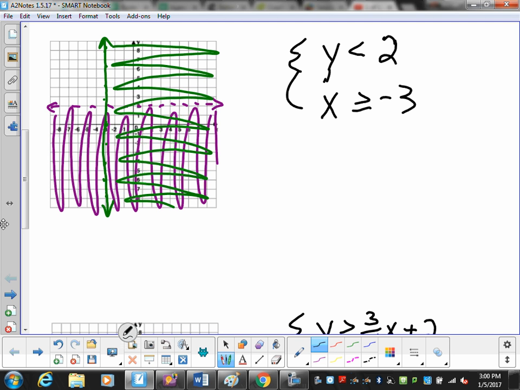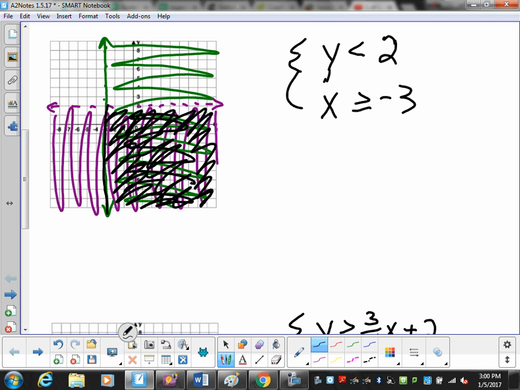Okay. So what's part of the solution? This line up to here, because that's included in both, and then everything below that purple line and to the left of the green line. Okay, is this purple line included in the solution? Yes. No, because it's dashed. It's not part of this inequality. It is part of this one, but it's not part of the first one. Because it's dashed, that means it's not equal to that.